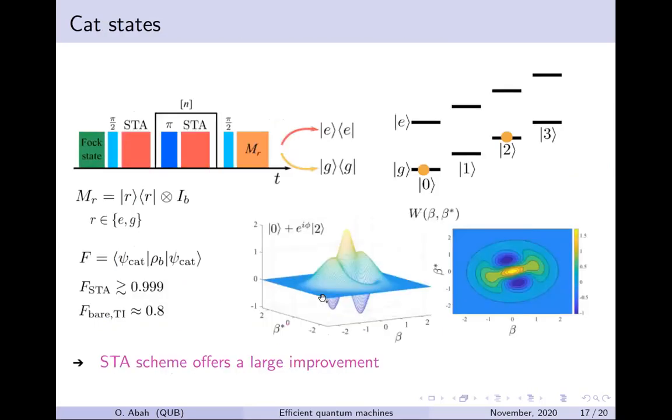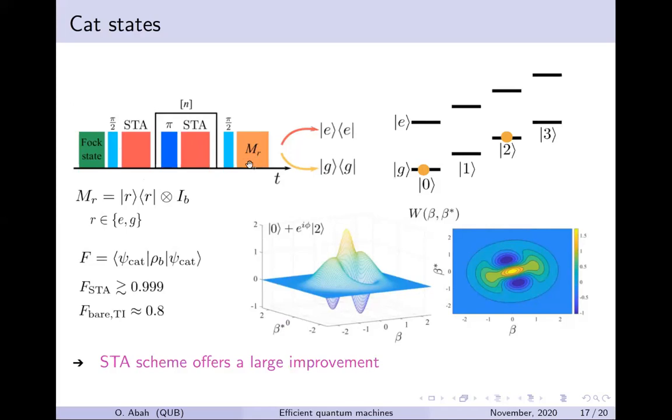And if we now use this framework, we can actually construct different kinds of non-classical states. Let me just give you an example of one of them here, which is one known and important one called the Schrodinger cat states. The idea is that we start with a Fock state, then we make a pi over two pulse, and then you perform the STA protocol, and we can concatenate this many times.